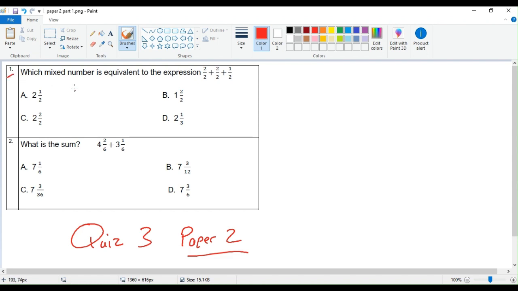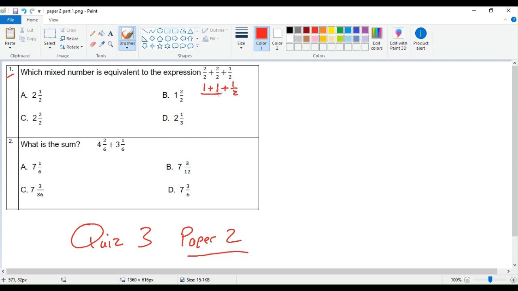Question 1 here. Which mixed number is equivalent to the expression 2 halves plus 2 halves plus 1 half? Well, when the numerator and the denominator are the same, you can swap that for 1 whole. Same here. 2 halves is equal to 1 whole. Numerator and denominator are the same. We can change that for 1 whole. Here we have 1 half. Just leave it as is.